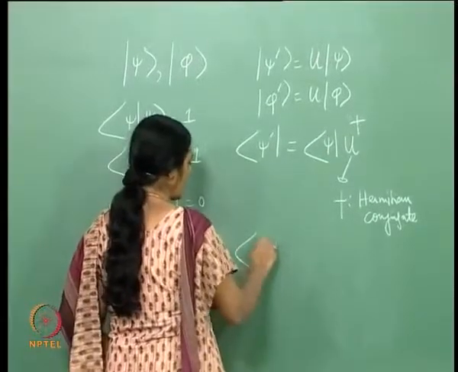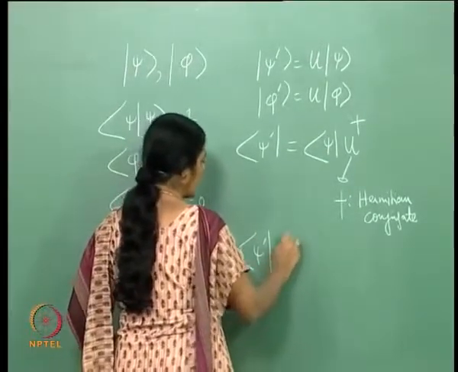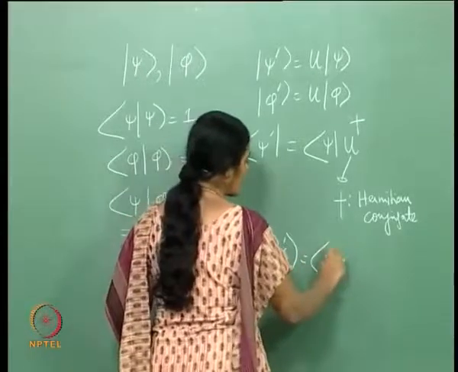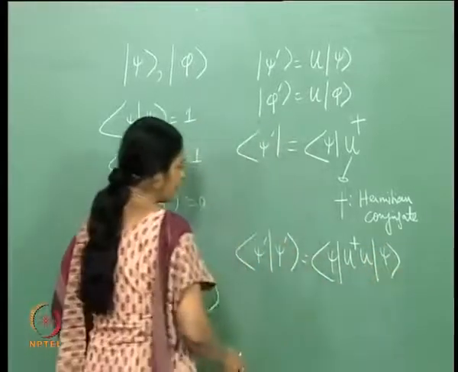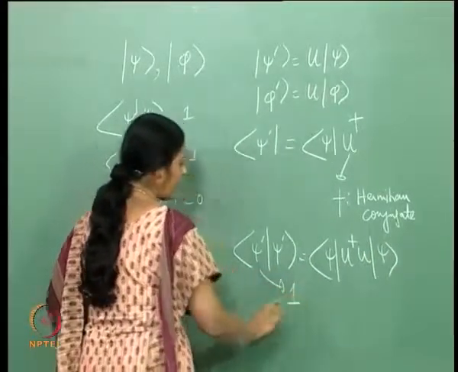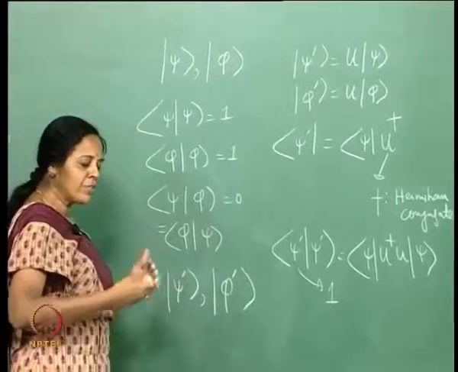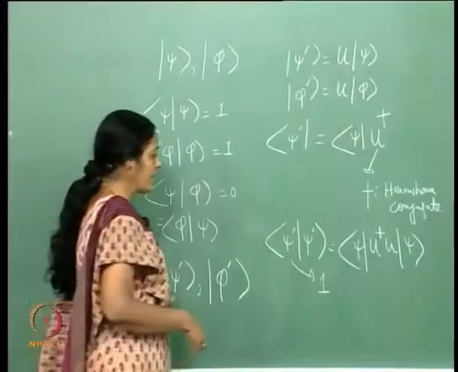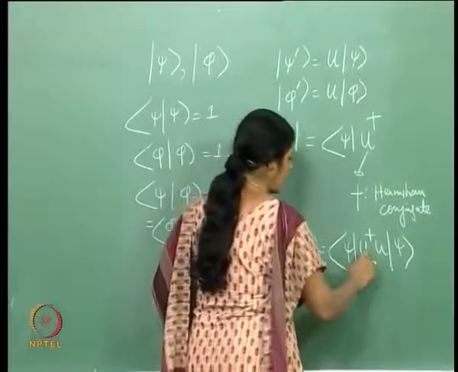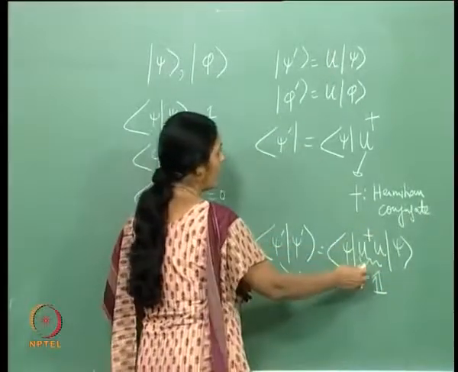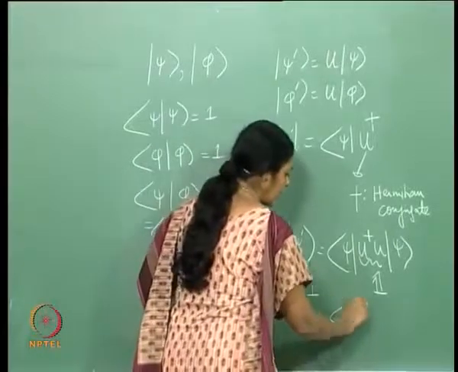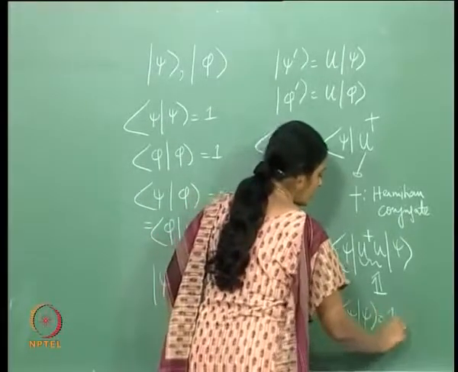So, what is psi prime psi prime? This is the same as psi U dagger U psi, but psi prime psi prime is again 1. I went from one orthonormal basis set to another orthonormal basis set. It is clear therefore that U dagger U is 1, because I know that psi psi is 1.